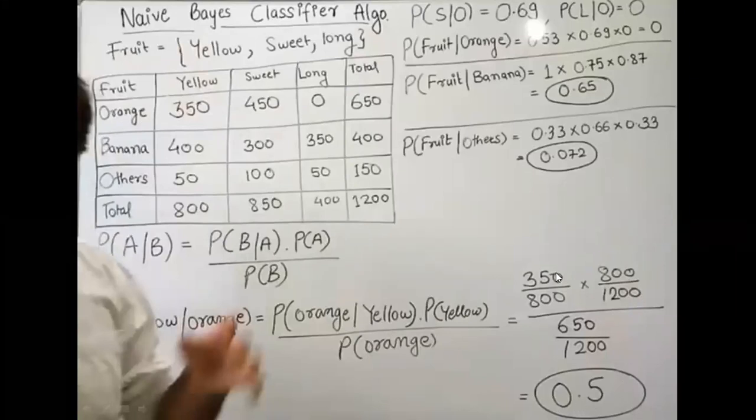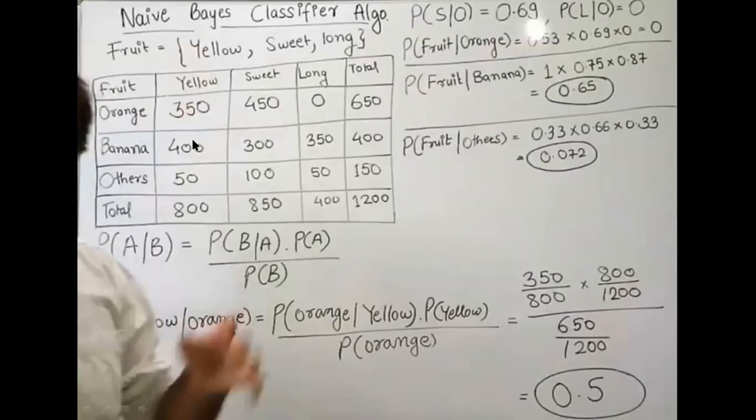You can do a similar method for finding the probability of sweet given orange, and I got 0.69. And after finding another probability, that is the probability of long given orange, we got 0, because obviously you have one term as 0, so definitely the answer must be 0.